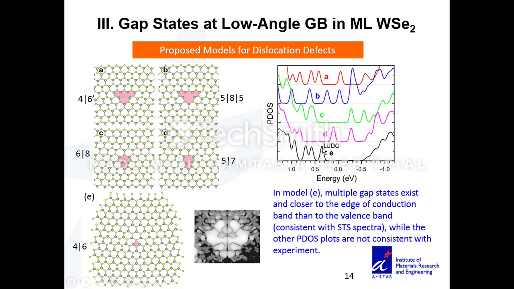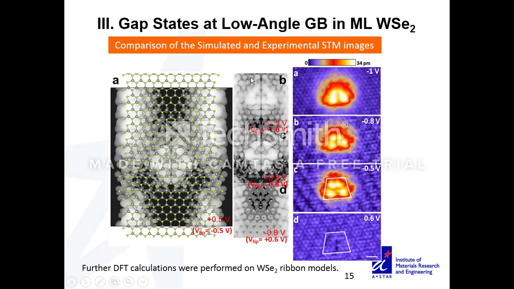That only that some gap states appear at the valence band close to the conduction band, but for the other cases, gap states are found on the valence band side. And we also simulated the STM image for this model, and it shows a distinctive butterfly pattern, also consistent with our experimental data.